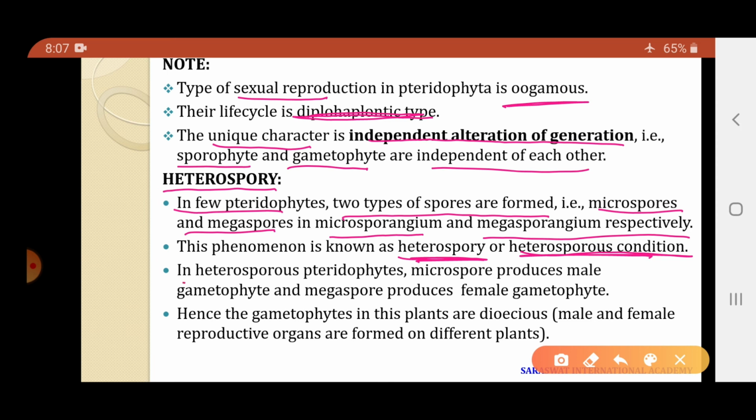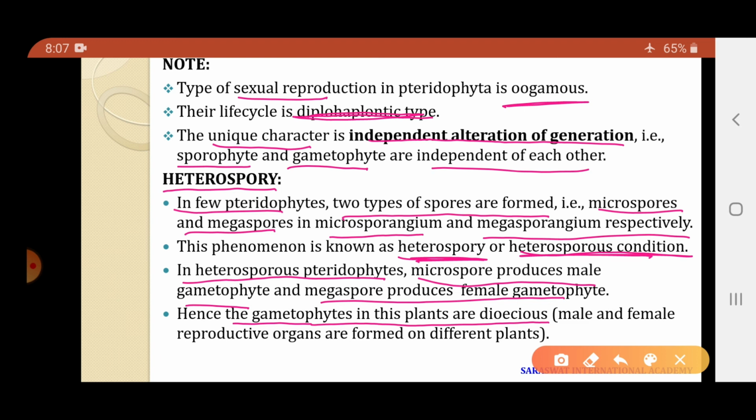Now students, in heterosporous pteridophytes, the microspore produces the male gametophyte, megaspore produces the female gametophyte. हमने पहले देख लिया, microspore male gametophyte बनाएगा, and megaspore female gametophyte बनाएगा. Hence the gametophytes in these plants are dioecious, जबकि in the homosporous condition it was monoecious.